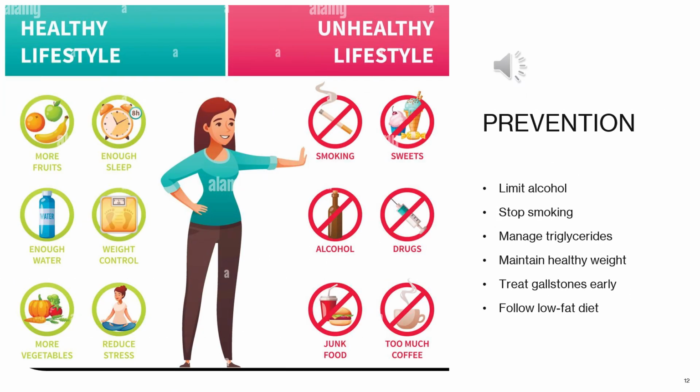Many cases of acute pancreatitis can be prevented. Limiting alcohol use and quitting smoking are two of the most effective steps. Maintaining healthy triglyceride levels and managing weight also reduce risk. For people with gallstones, early treatment or removal of the gallbladder can prevent pancreatitis from developing. Following a low-fat diet can help reduce strain on the pancreas and lower the risk of flare-ups.